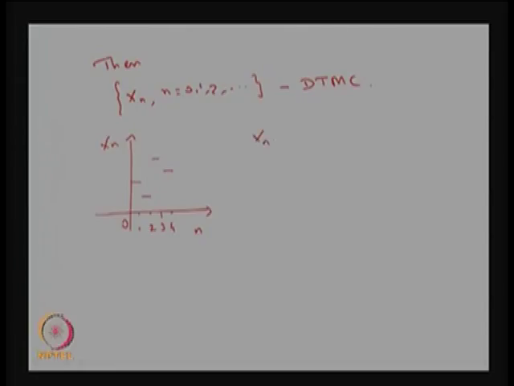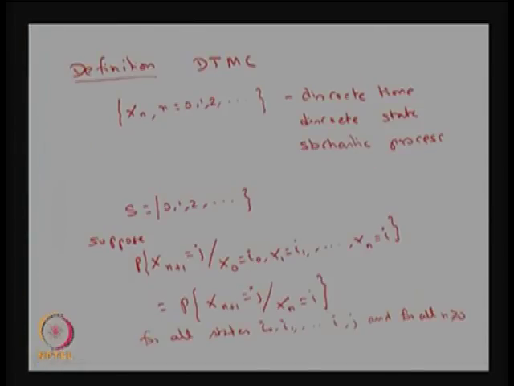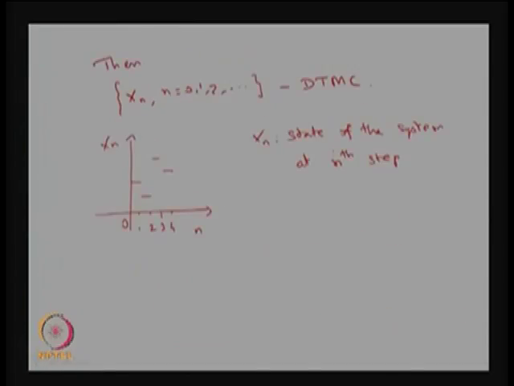Suppose you assume that xn is the state of the system at the nth step or nth time point, and this xn satisfies the previous Markov property. Then the stochastic process is called a discrete time Markov chain.